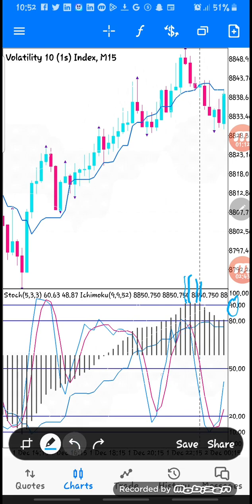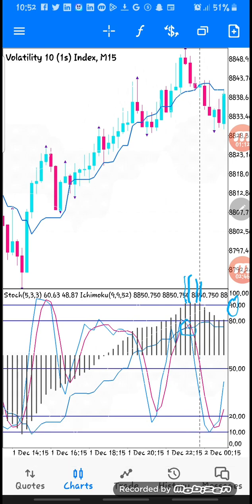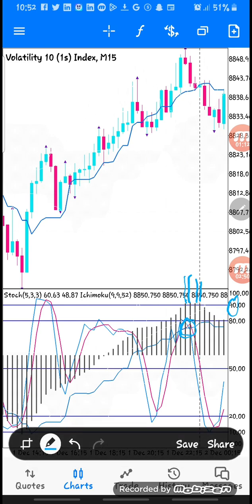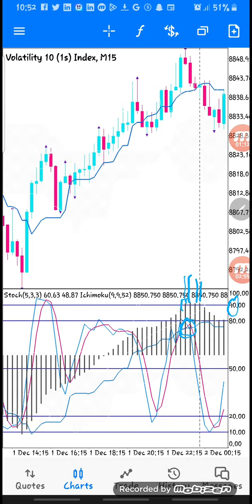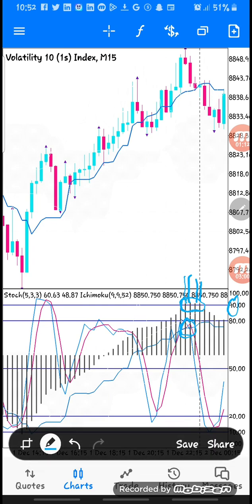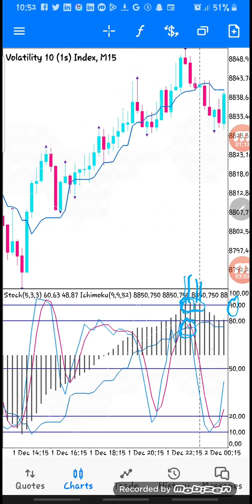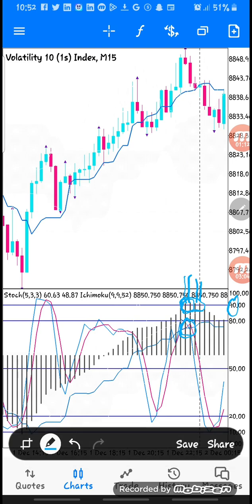You understand what I mean by stochastic? You see a stochastic crossover, combined with your MACD sticks being in the overbought. I usually use the first two, that is, in the overbought. Anyone that closes slightly above the level 90, that's a sell setup for me.